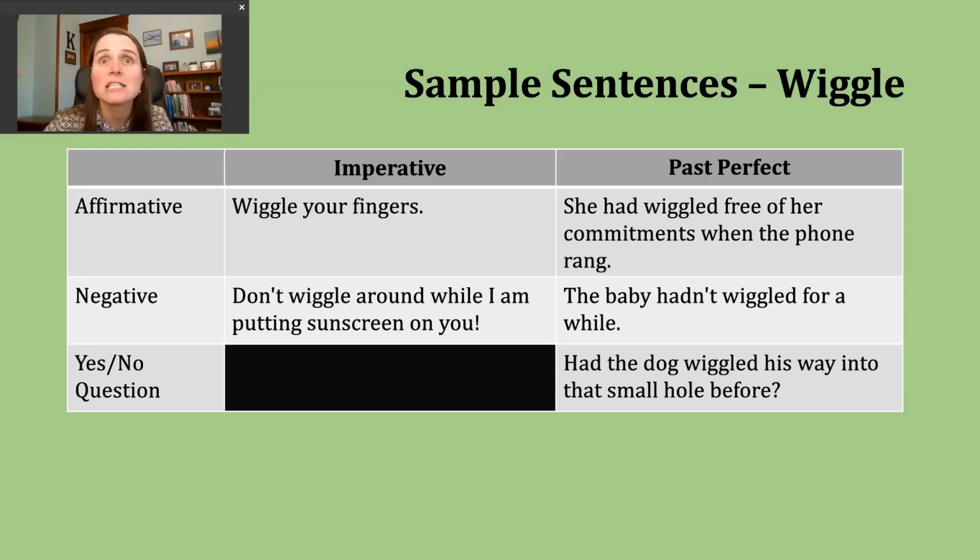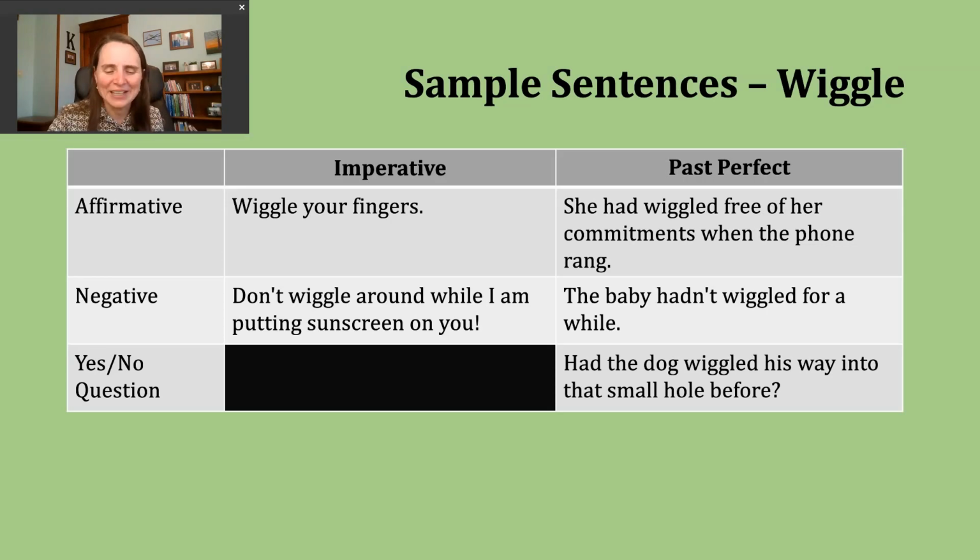So I'm not adding any special endings or suffixes to the verb. If you want to make a negative imperative, begin your sentence with do not and then the base verb. It's also pretty common in speech to hear the contraction. So do not becomes don't. An example of this would be, don't wiggle around while I'm putting sunscreen on you.